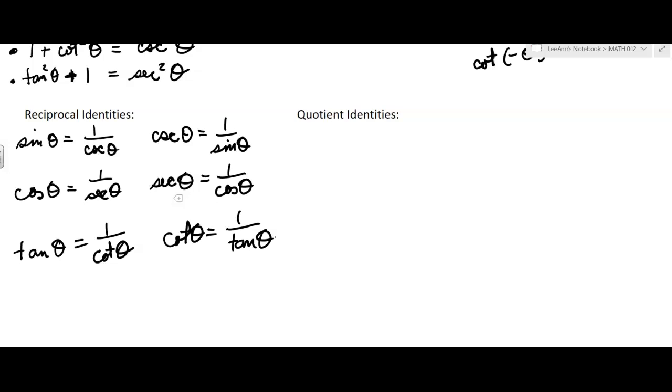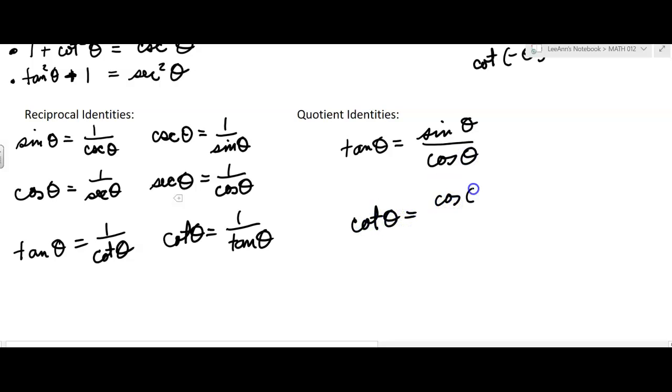Okay, the quotient identities, we know that tangent theta is equal to sine theta over cosine theta. And then cotangent theta is equal to the reciprocal of that, or cosine theta over sine theta. Okay, so those are the fundamental identities we have so far. So it's good to be familiar with them. Eventually, after we get some more identities, I'll provide you a sheet that has them on it. But good to focus on some of these. We'll be using them throughout this section.